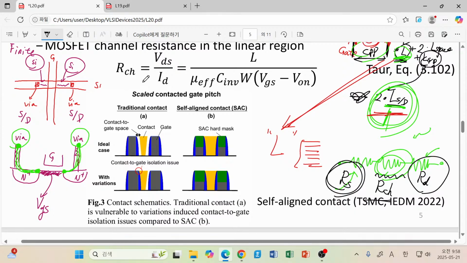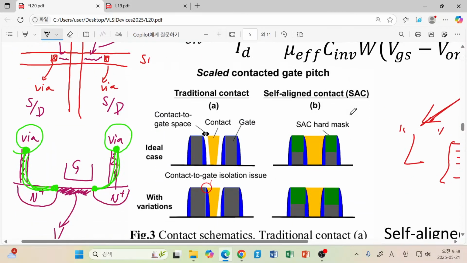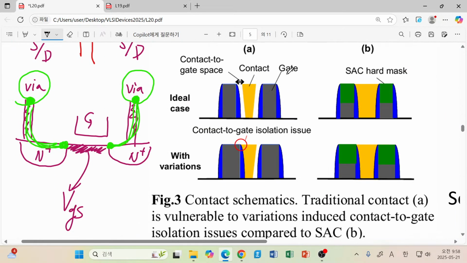So now please have a look at this slide. Nowadays, device engineers are doing their best to minimize the size of our transistor as much as possible. So now you can see the one over there. This is taken from the same paper, TSMC IEDM 2022, about the 3 nanometer node. And please have a look at these ones.